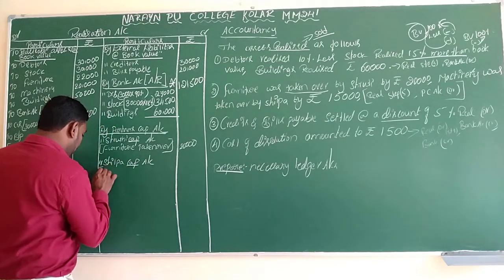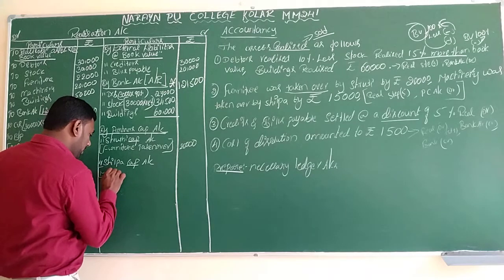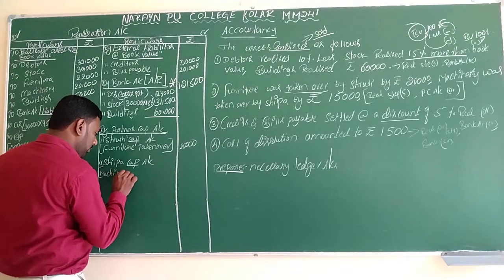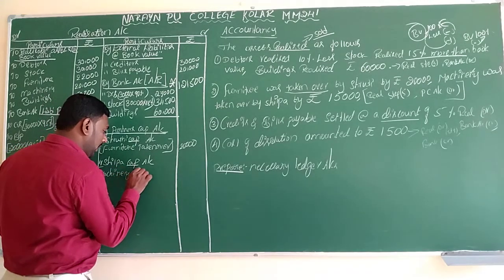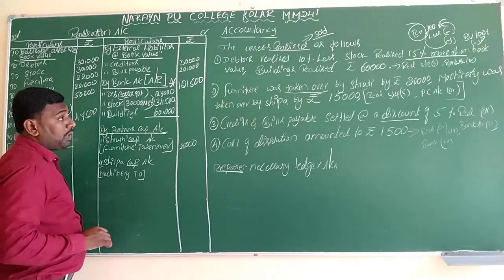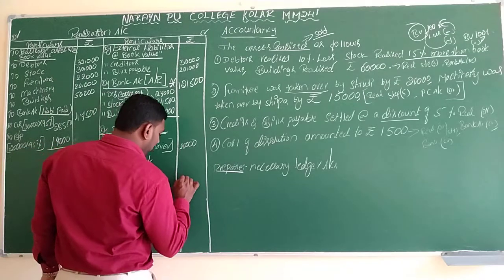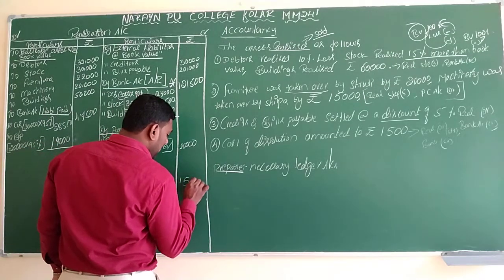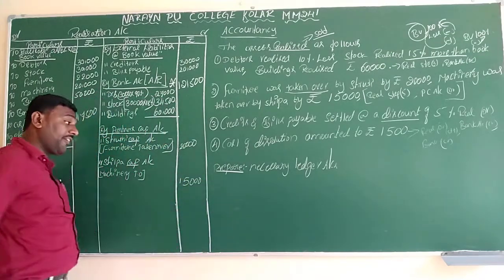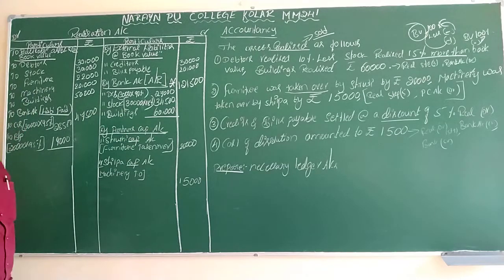In bracket we have to mention machinery taken over. So what is the value she will take over the machinery? That is for 15,000. This is adjustment number 4. Sorry, step number 5. Step number 6.